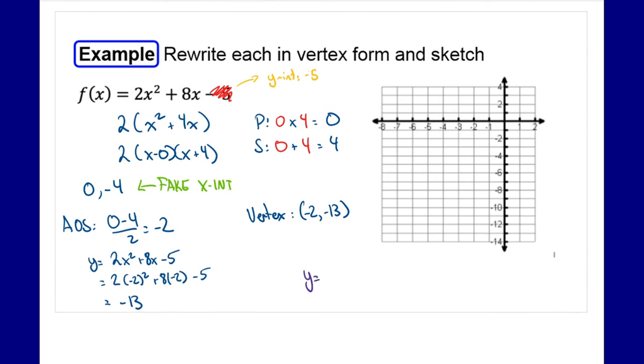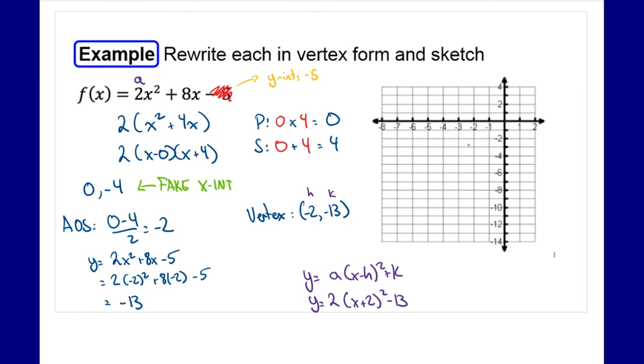Now my vertex form, a(x minus h) squared plus k. I know the h value from the vertex, so x minus -2, or x plus 2. And then the -13 is the k value. The a value, again, comes from the standard form, which in this case is 2. So now I have my parabola in vertex form.